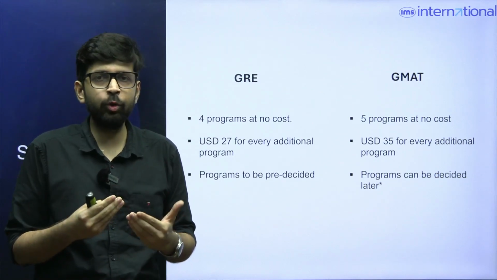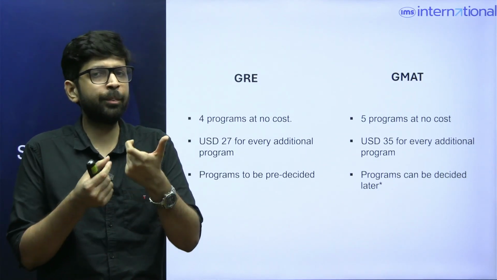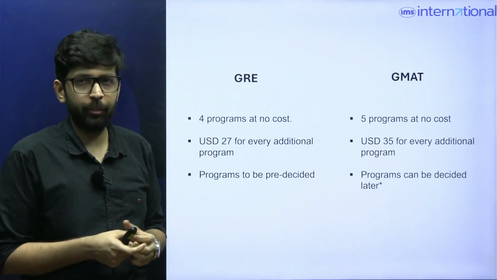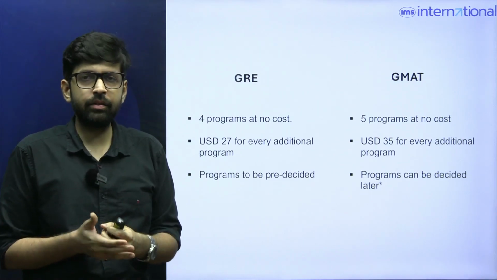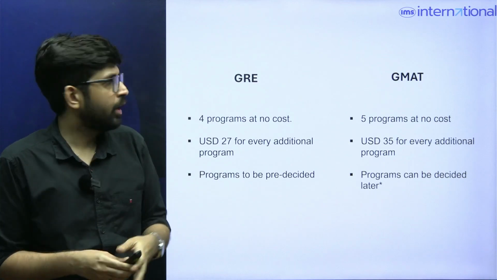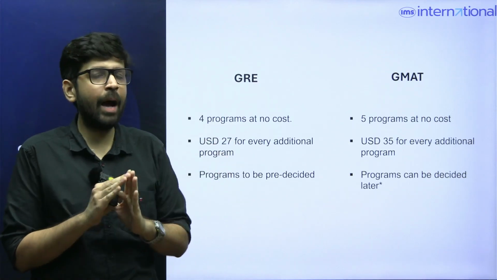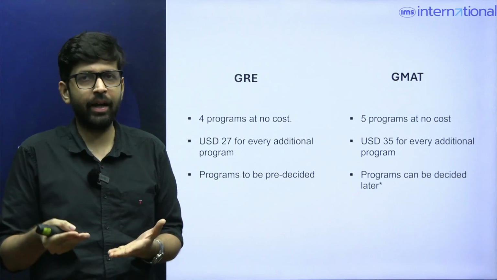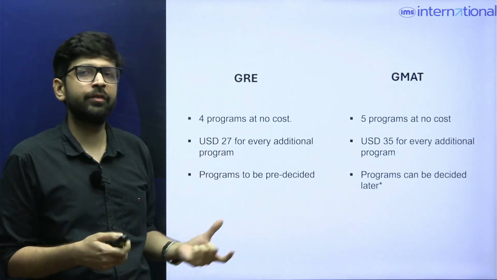Now, what do we do with these 4 programs? There's a body that goes by the name of ETS, that is a conducting body. So, ETS will be sending your scores to these 4 programs at absolutely no cost. But for every additional program after that, you will have to pay $27.